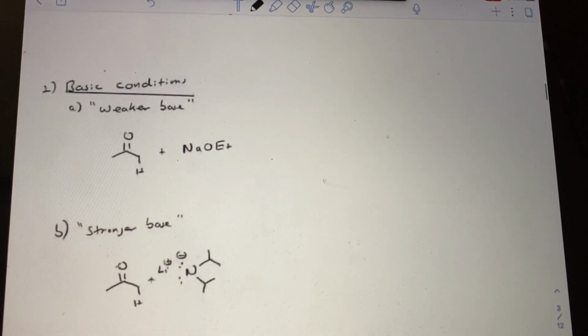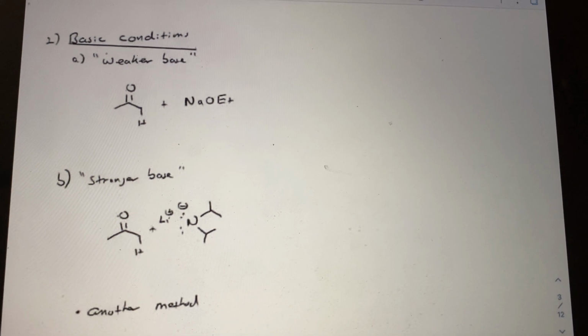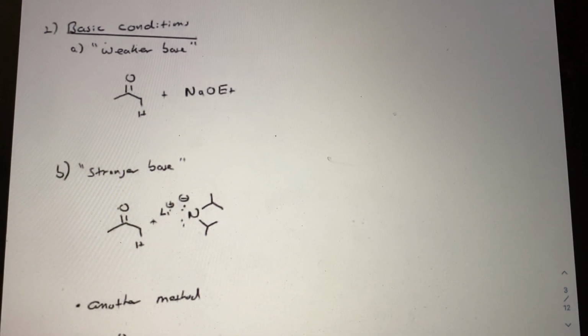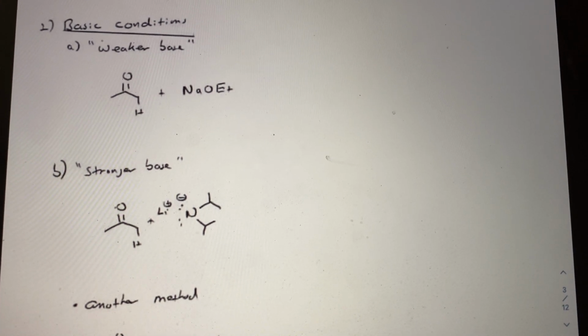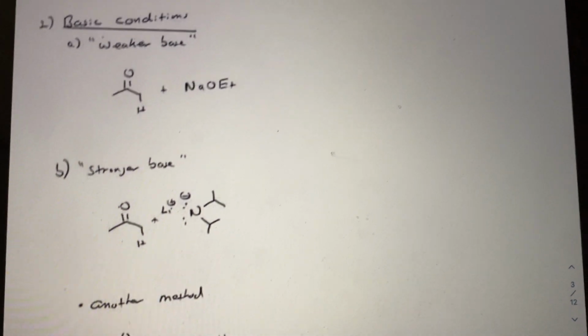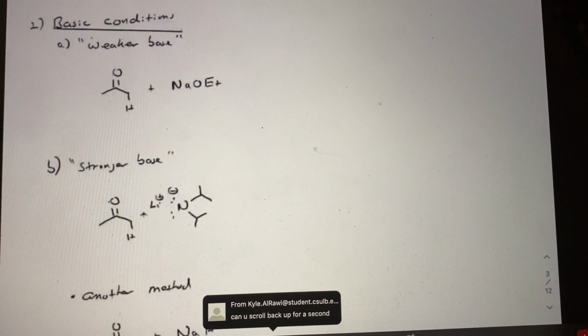Now here, below, I showed three methods to generate an enolate, and for something like acetone as our example, they all look the same. However, we'll see shortly that there are some differences here. One way to generate the enolate is to use what we'll call a weaker base, and this is ethoxide.